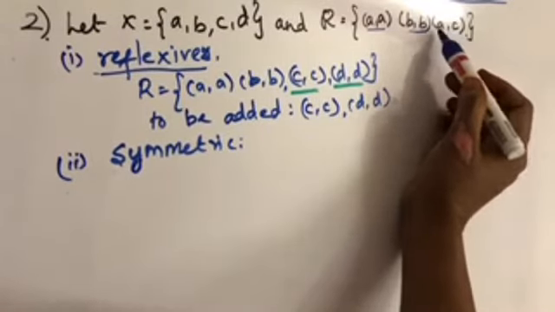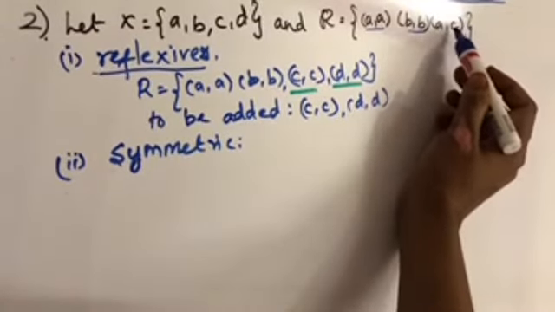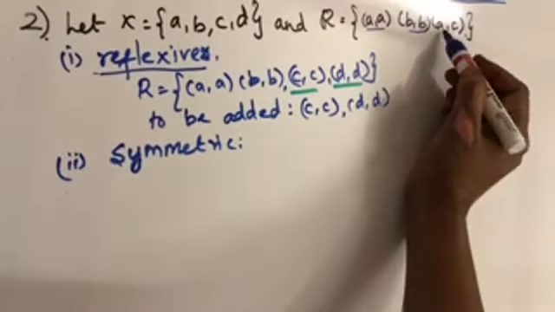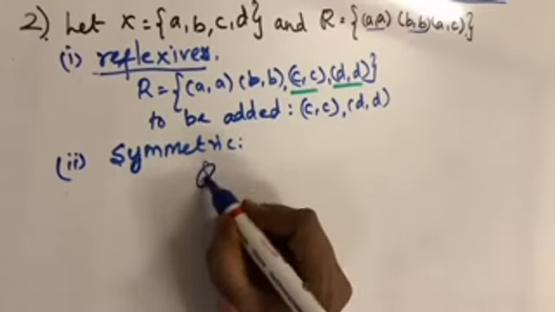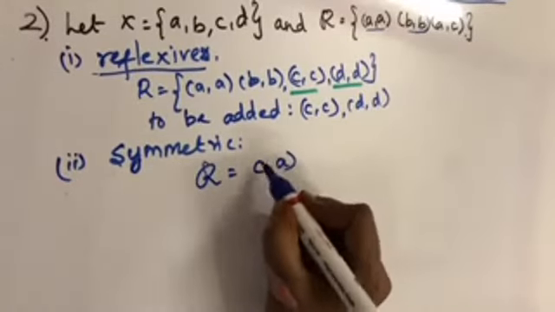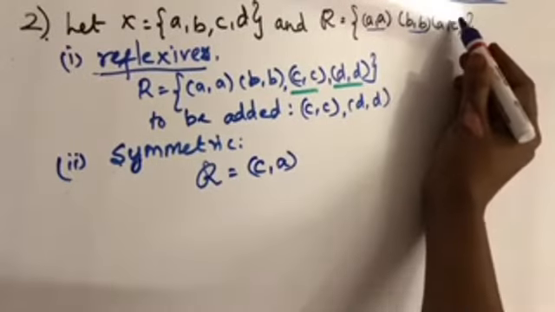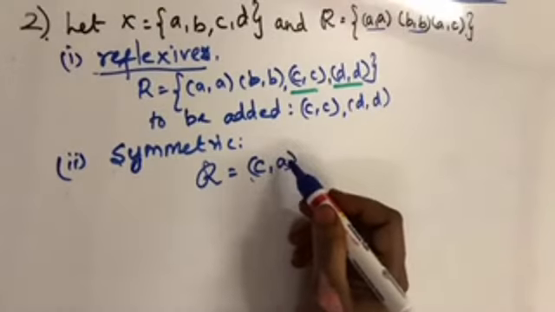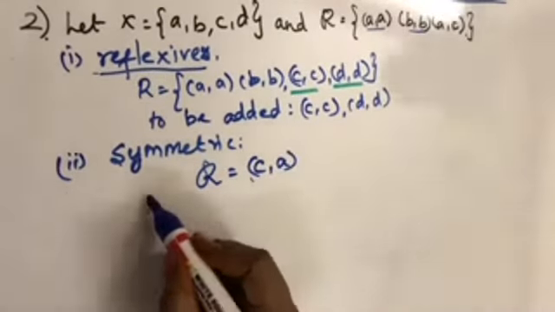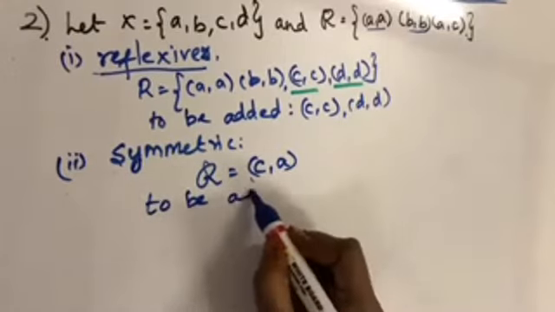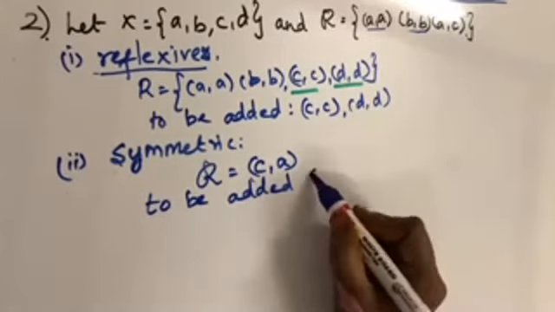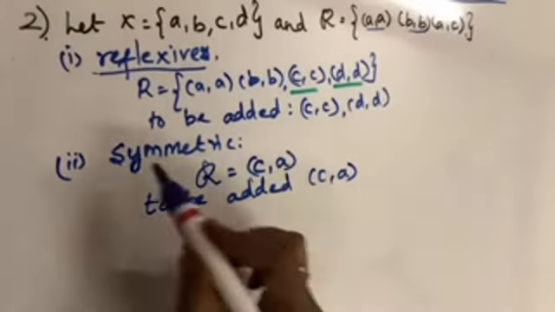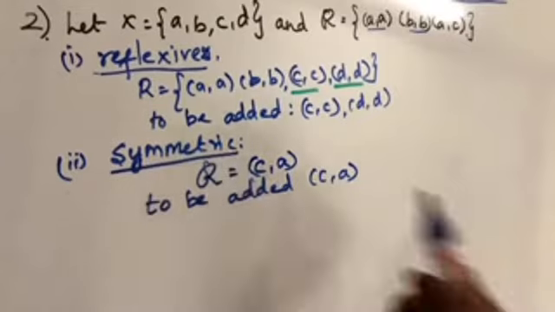What about this? A is related to C, but to make it a symmetric relation, (C, A) also should be there. If A is related to C, then C is also related to A. So the term to be added is (C, A). So A is related to C and C is related to A. So the relation is symmetric.